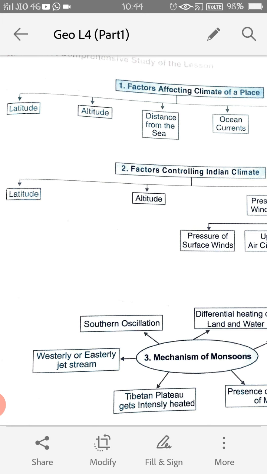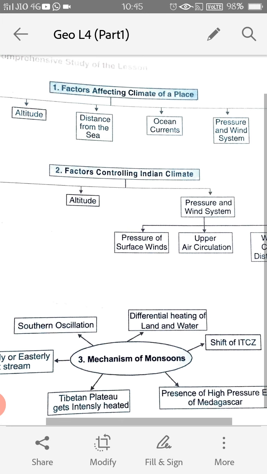Next is pressure and wind. Pressure in Hindi we call dabav, and wind means हवाएं. If there is more pressure in any particular area, and the winds that blow are strong, then because of both of these the climate of that particular place is affected. And then there is the distance from the sea, समुद्र से कितनी दूरी पर है.